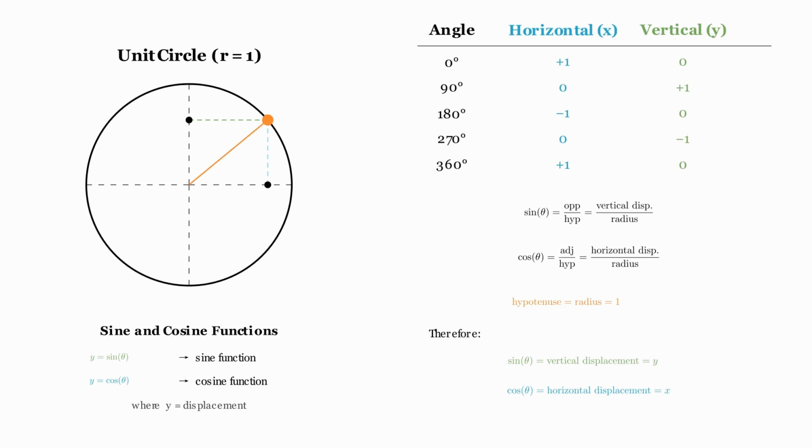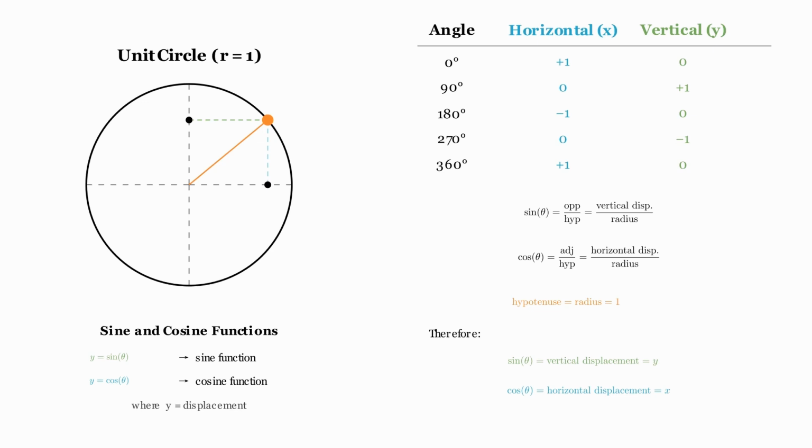Now, one small but important point. In the cosine function we wrote y equals cos theta. So how are we going to use this function for horizontal displacement, which is simply denoted by x? Don't get confused here. Whether you write x, y, or any other letter, it doesn't matter. That letter is just a label for the displacement value. The function itself does not change.